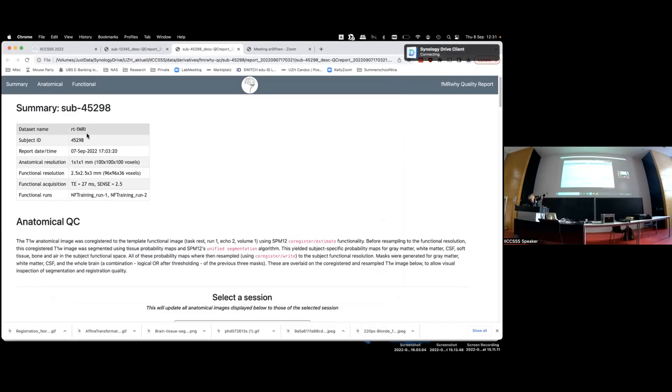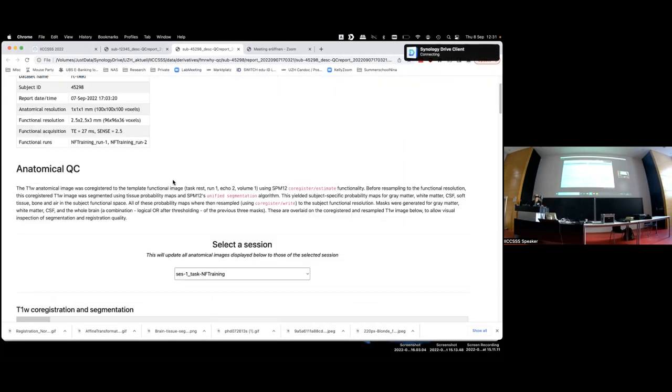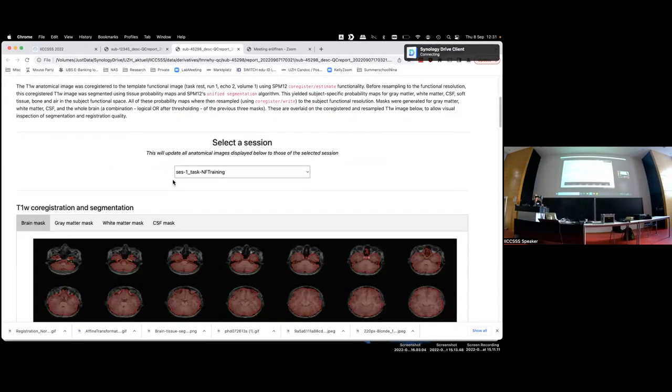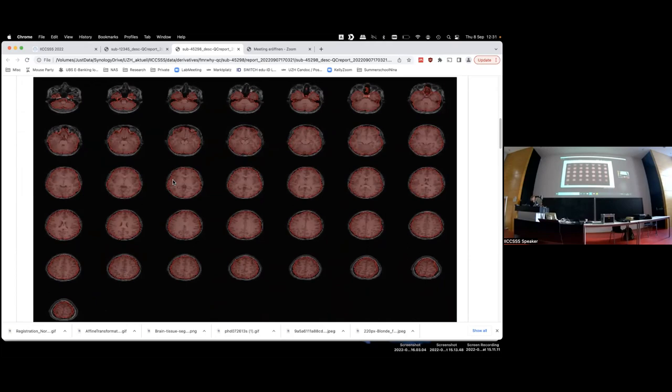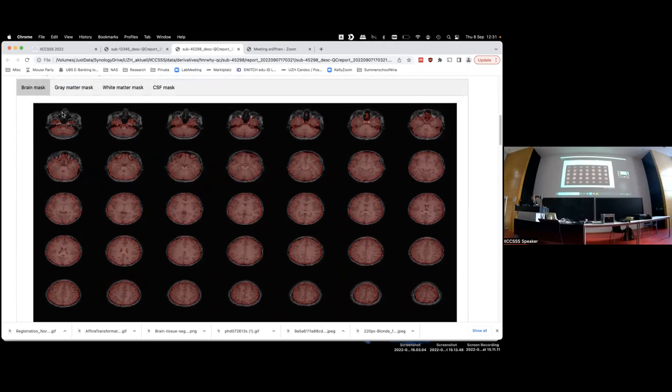So you see here the name of your experiment, the participant, what's the resolution of your anatomy, what is the resolution of your functional data, in our case, 2x2x3, echo time, sense factors, and tasks, and run names. And now we go here, we have an anatomical QC. So what we see first is, we need this upper thing. As I told you, right? The whole thing has to extract what is really brain data. And this is what you see here.